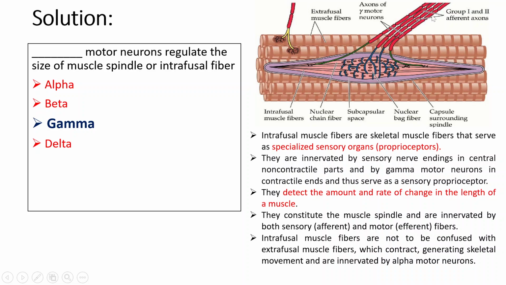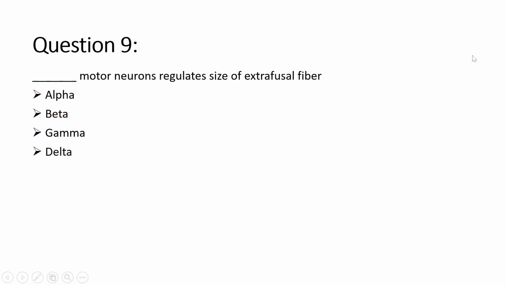Next we move on to our next question. So question number 9 is also somewhat similar to question number 8. Which motor neurons regulate the size of the extrafusal fiber? Alpha, beta, gamma, or delta? We had already discussed the answer in the previous question. So you can write the answer in the chat box.